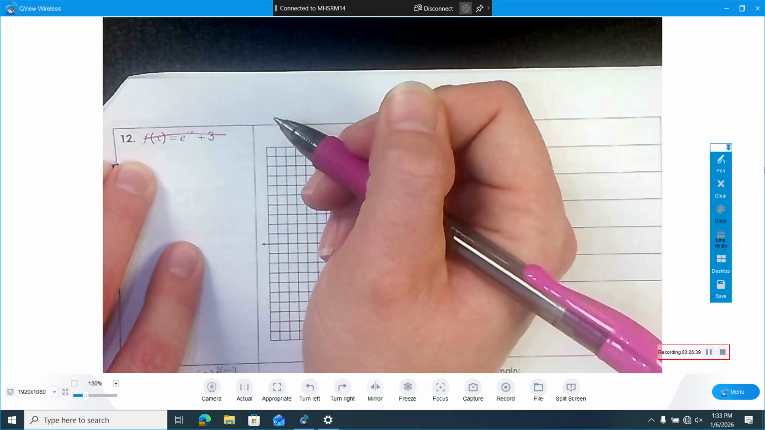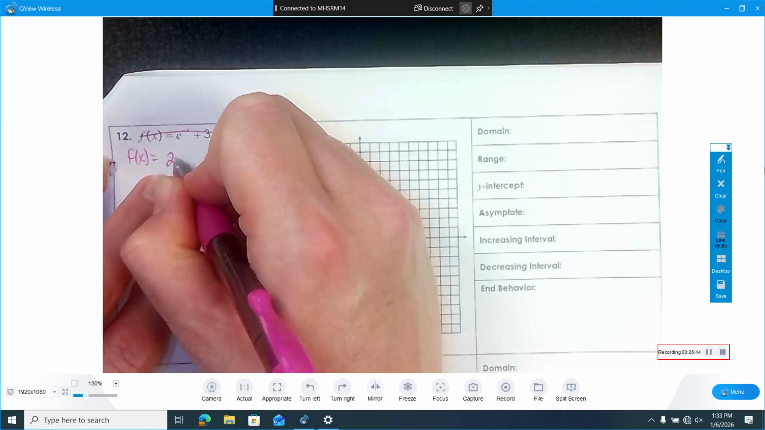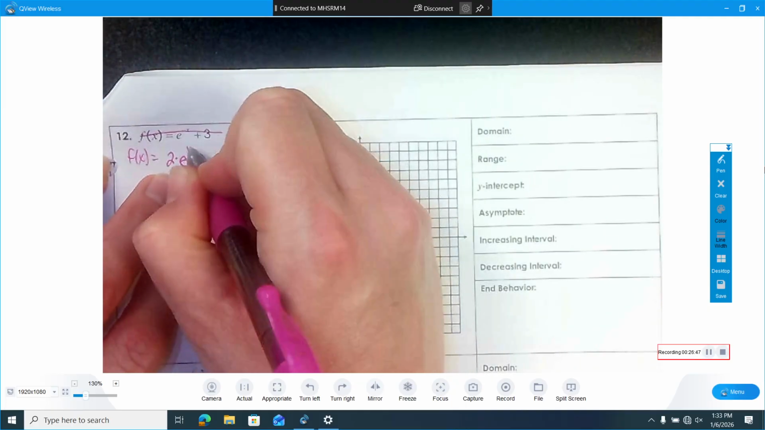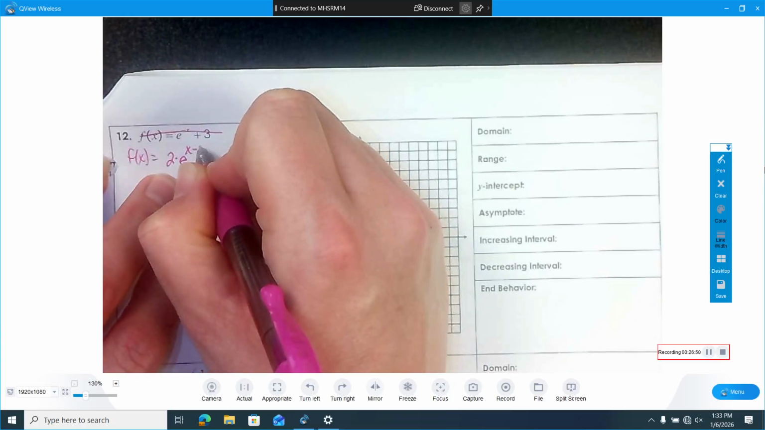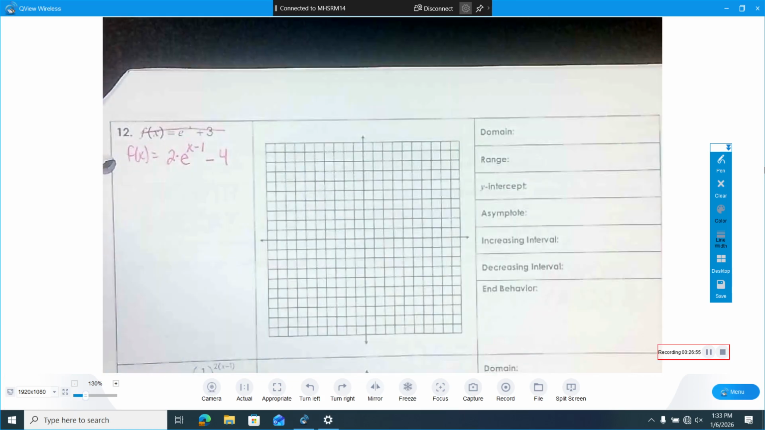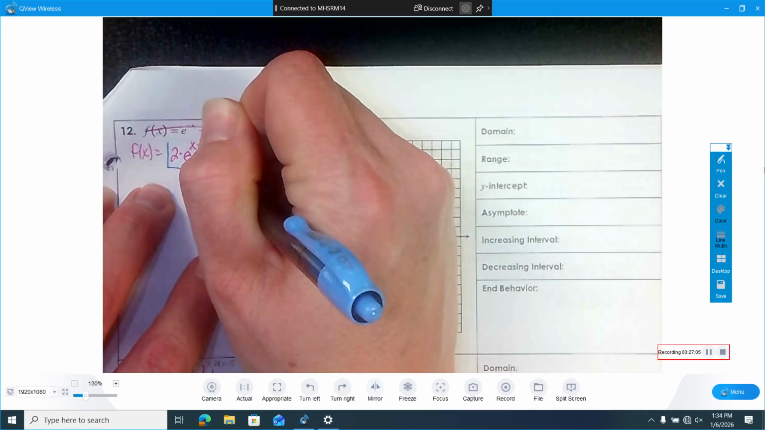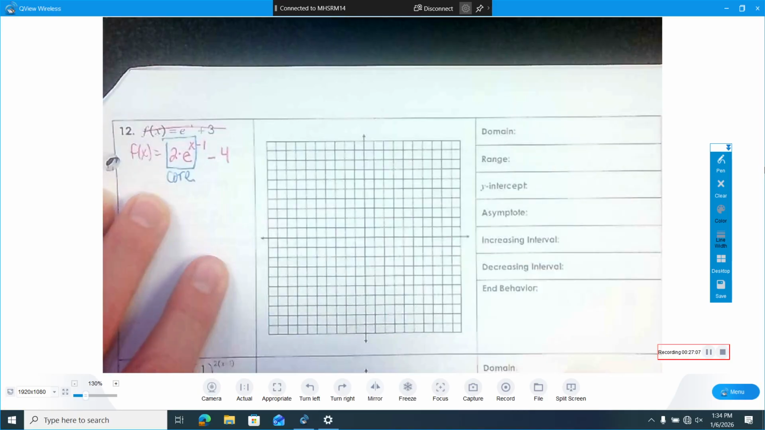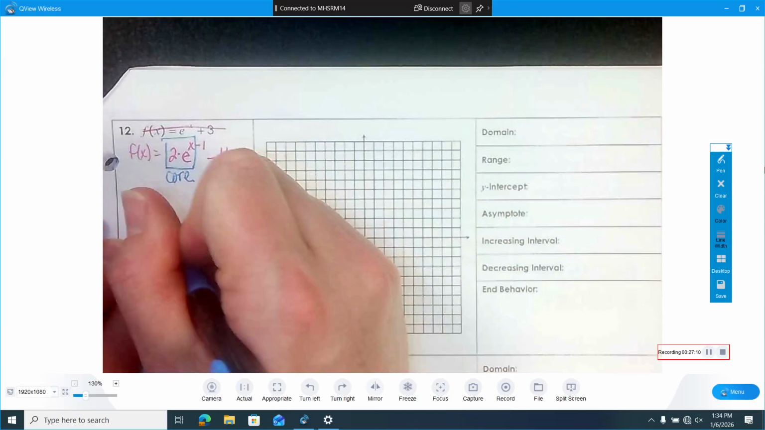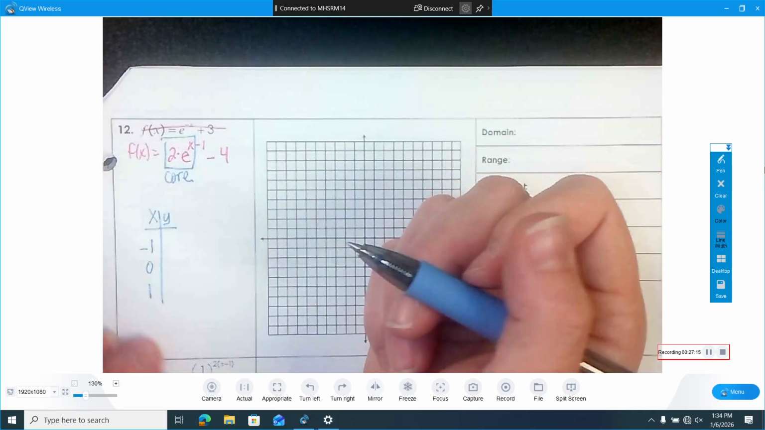Let's do f of x equals 2 times e to the x minus 1, minus 4. All right, 2 times e to the x minus 1, minus 4. What's our core function? Yeah, 2 times e to the x. There's our core. So that's what we're going to plot first, and we can do that with a little xy chart pretty easily: negative 1, 0, and 1.